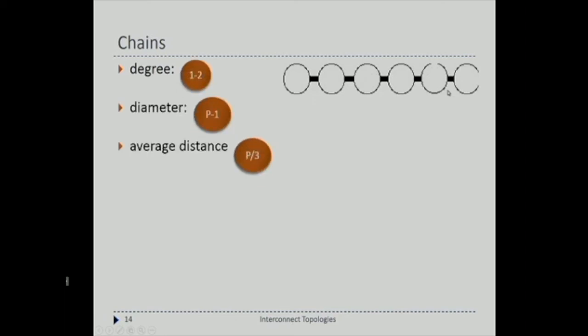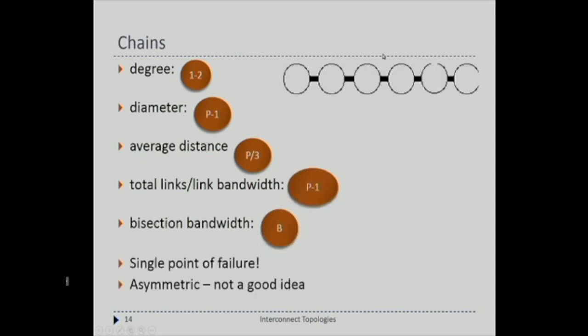Average distance, you have to do a little careful calculation of all sums, right? Distance from i to j, where i varies from 0 to p minus 1, j varies from i to p minus 1, and you will get the sum of all distances divided by the number of distances you calculated, and you will get an approximate thing which will be approximated to p by 3, right? And then bisection bandwidth is easy. You cut it off in the middle, and there is only one link crossing it. So the bisection bandwidth is 1b.